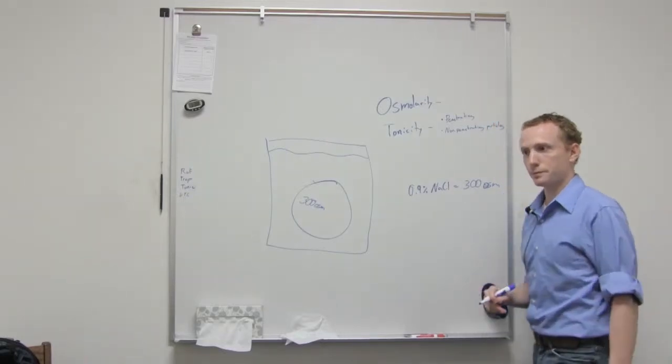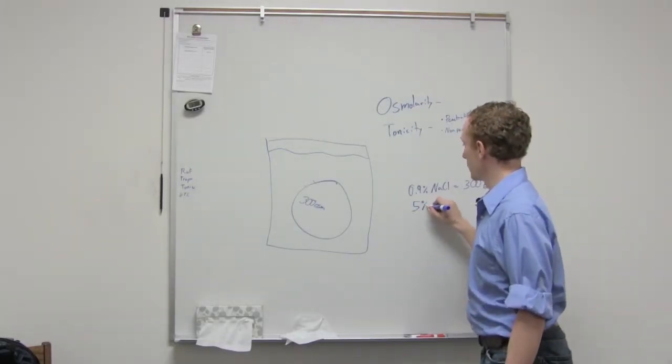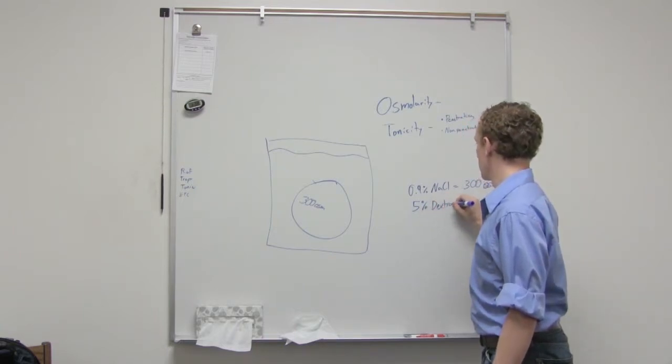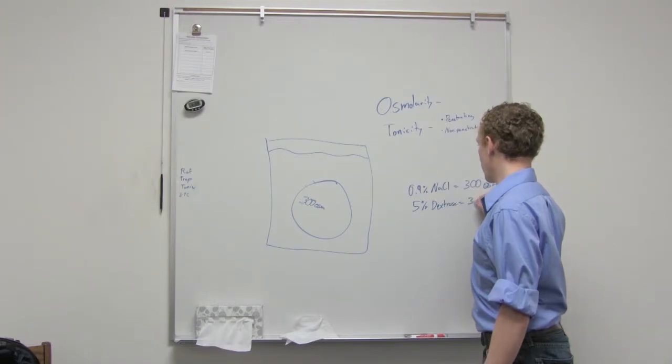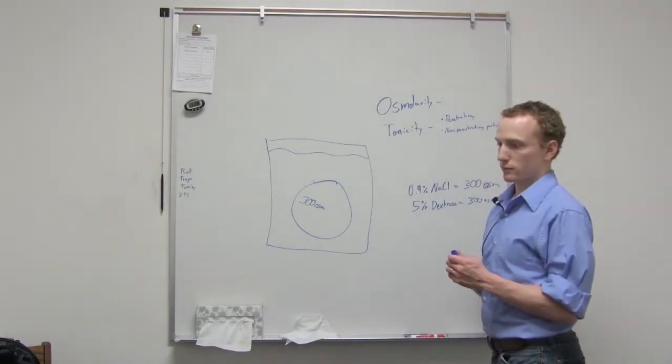A 5% solution of dextrose is equal to 300 osmoles.